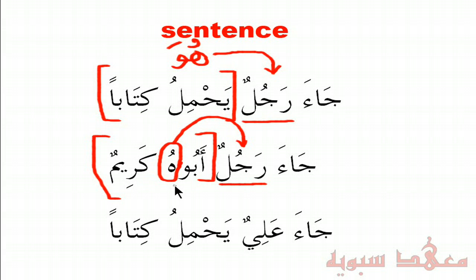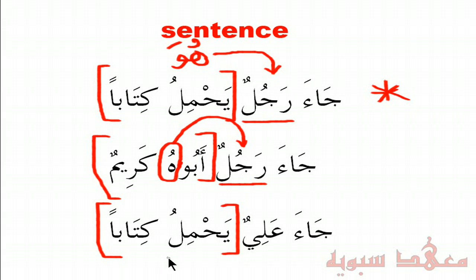Now one other point to note. Let's look at this sentence up here. What we want to do is make the fa'il definite. So in this case, it's جاء علي يحمل كتابا. Can we say that يحمل كتابا is an adjective, a sifa, or na'at, of علي? In this case, because علي is definite, this sentence will actually be a hal, a state. It won't be a na'at.